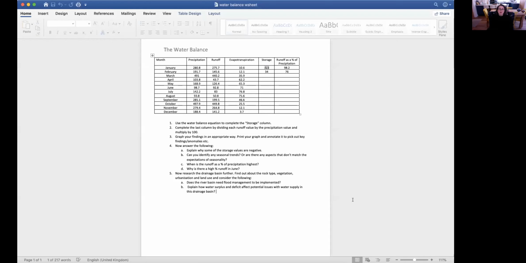So I'm going to quickly recap the water balance task that I set you last week. So hopefully now on your screen you can see the water balance worksheet and me in one of the corners.